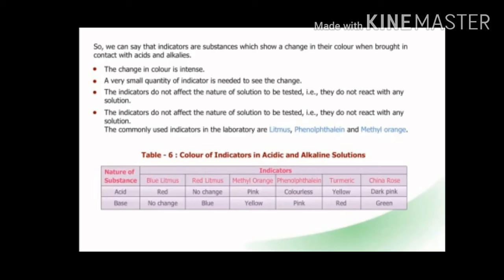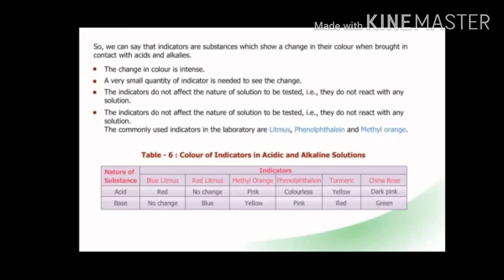Now methyl orange: acid turns methyl orange pink, and the base turns it yellow. Phenolphthalein remains colorless in the acid and changes to pink in the base. Turmeric remains yellow in the acid, but base turns turmeric indicator to red. And the last one is China rose. The acid turns China rose indicator to dark pink, and the base turns it to green.